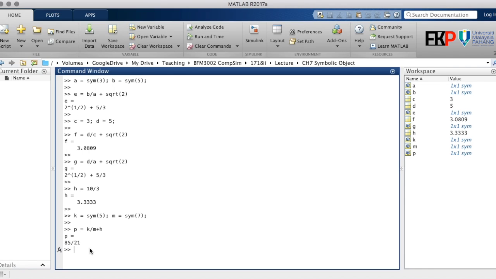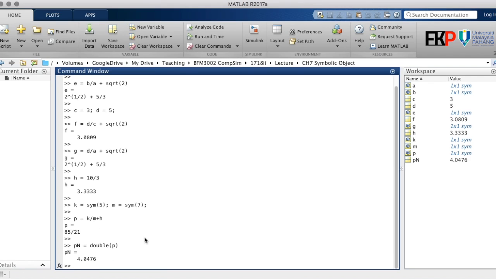So we can ask MATLAB to produce an approximated value out of this exact value by using the double command. For example, here Pn will be equal to double of the variable P. When we press enter, we see that Pn is now 4.0476, which is the approximated value of 85 over 21. Okay, let's look at another example.